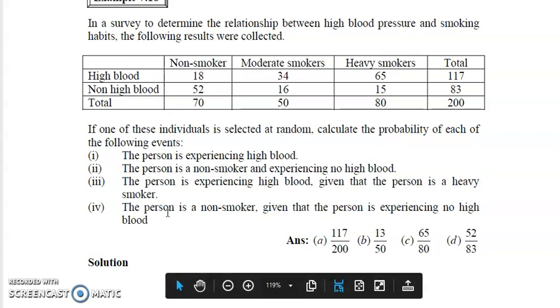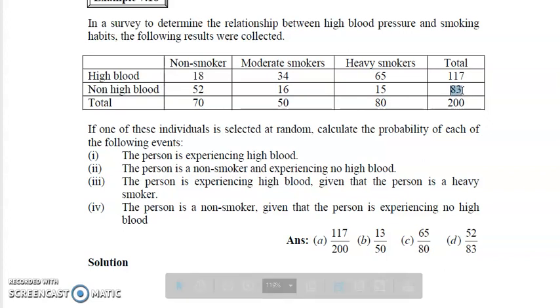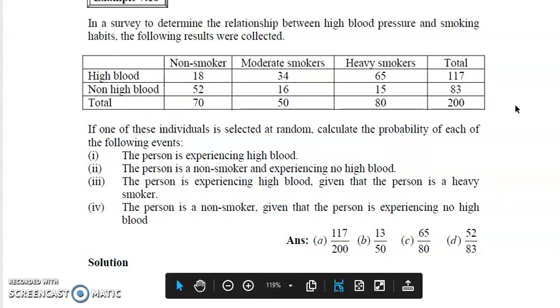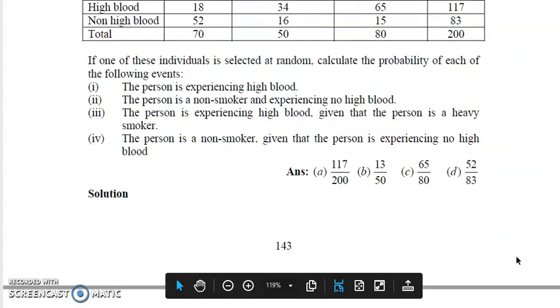About question number 4, the person is a non-smoker, given that the person is experiencing no high blood. So look at no high blood first. No high blood is this row, which is 83. So the total for non-high blood is 83. And we want the person who is a non-smoker, which is over here. So we'll have 52 out of 83. Not 52 out of 200 but 52 out of 83, because given that the person is experiencing no high blood. I hope you are clear. If not, I will repeat this part later. So, I'm going to proceed to the next question.